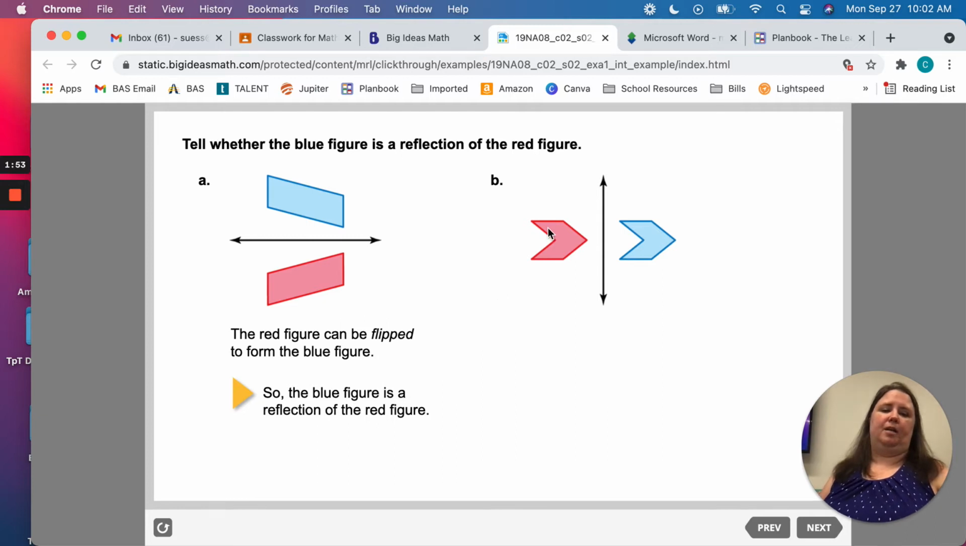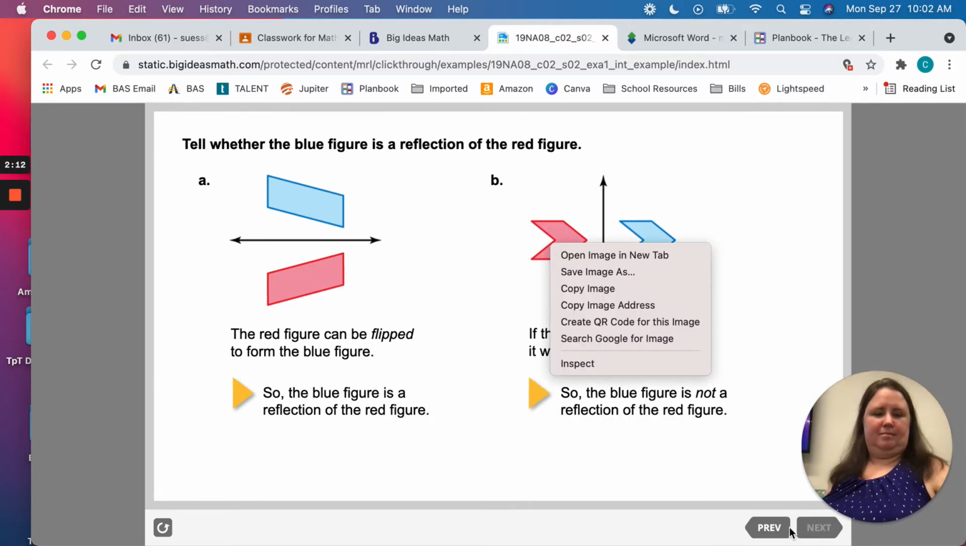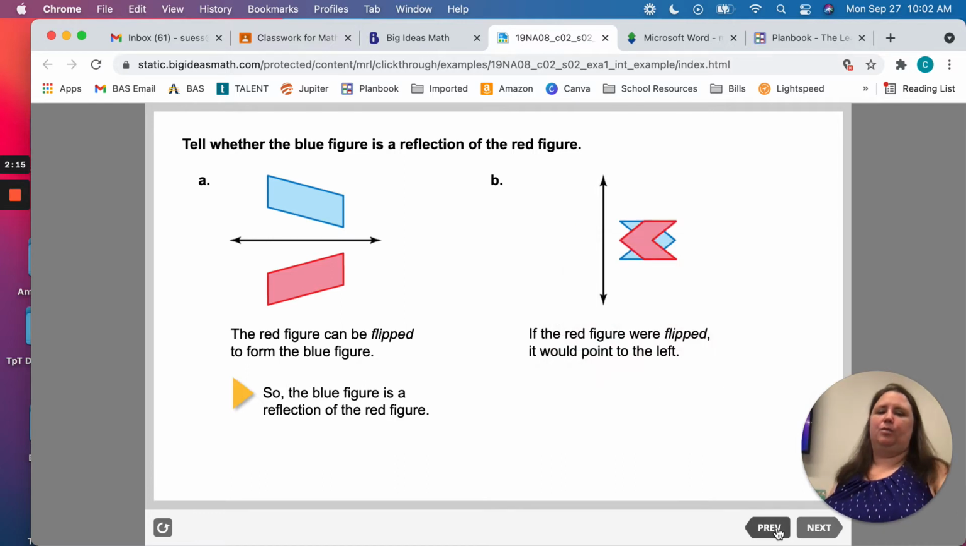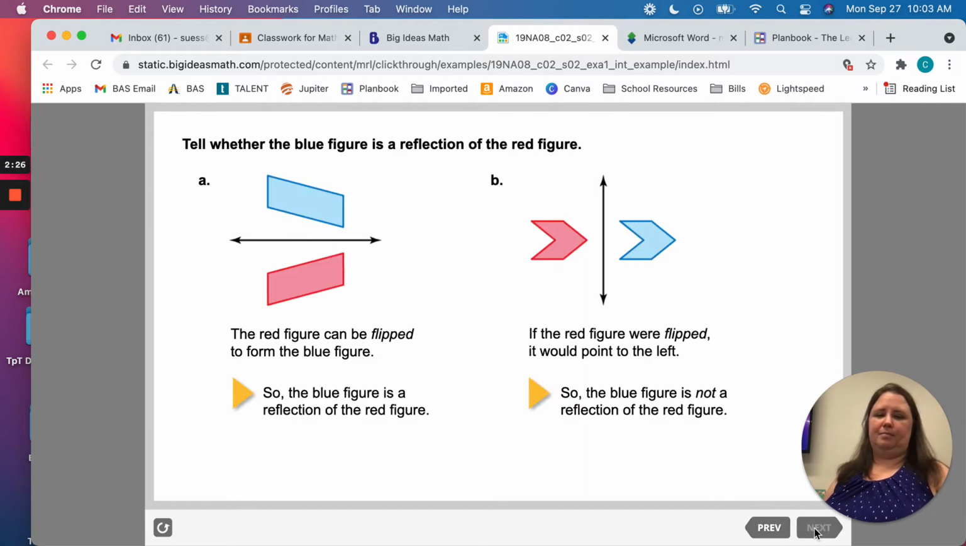What about for B? We have this blue figure. Is that a reflection of the red figure? No, that's a trans something. Yeah, that's a translation. Very good. All it did was slide across, which is last lesson, the translation. So no, if you flipped it, it would not look right. Make sense? It's supposed to point the other direction when you flip it. So, wrong way. So the blue figure would be no, this is not a reflection. All right, do the try-its.